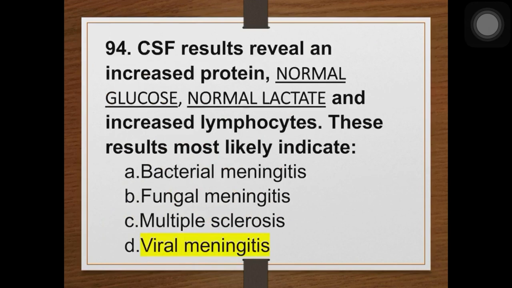Number 94, CSF result reveals an increased protein, normal glucose, normal lactate, and an increased number of lymphocytes. This result most likely indicates, remember, in meningitis, elevated ang protein, depressed ang glucose except for viral meningitis. Elevated ang lactate except for viral meningitis. So, type of meningitis with the normal glucose, normal lactate, predominance of lymphocyte: viral meningitis.